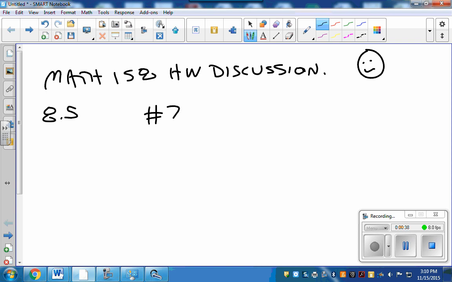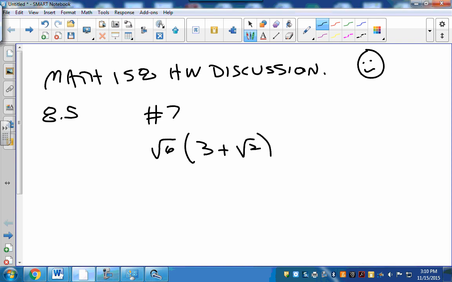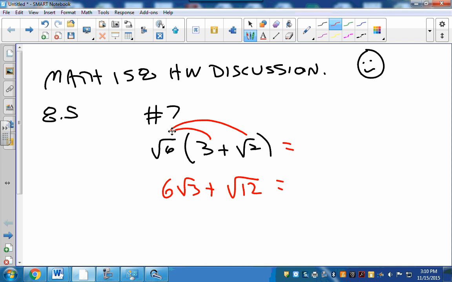Number 7, root 6 times 3 plus root 2. Go ahead and distribute. So like this, and you should get 6 root 3 plus root 12. The root 12 can be simplified. 6 root 3 plus 2 root 3, and so the radicals are the same. We get 8 root 3. Okay.